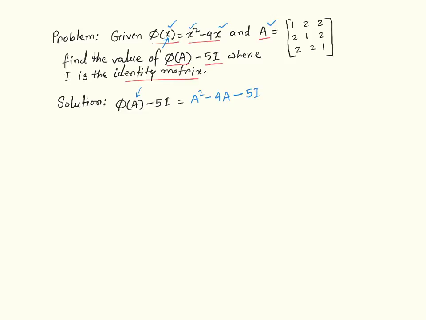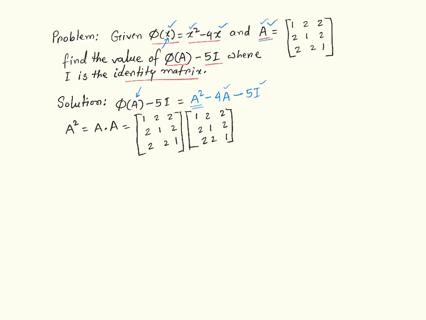Now, if you look at this, you notice that for A, I can find that value. Just take this matrix A and multiply it by 4, and take the identity matrix I, multiply it by 5. However, I need to find A square. That means I need to find the square of this matrix. So that's the calculation part here. Note that A square is the same as A times A, which, by the way, is nothing but just this matrix multiplied with itself.